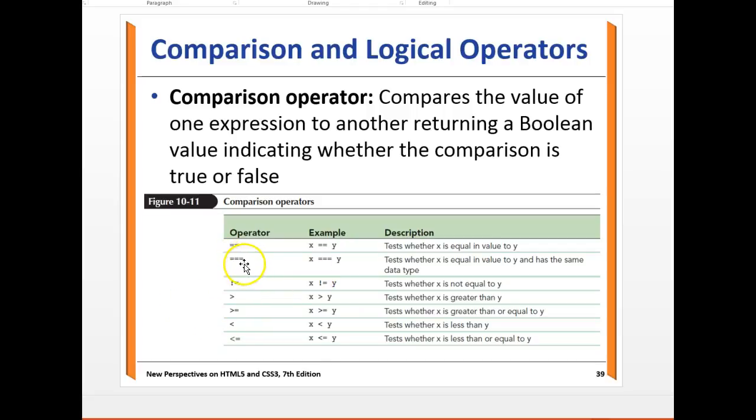The next one we have is triple equals. Basically, the double equals sign tests whether the two items are equal in value. The triple one tests whether the two items are equal in value and also in terms of the data types. And so on. You can use the other ones as well.